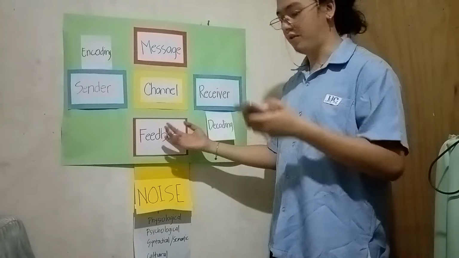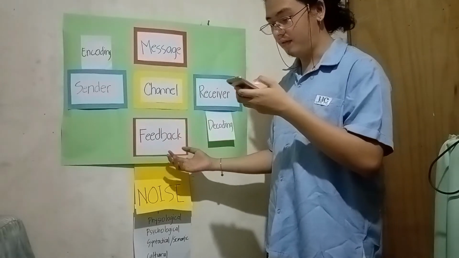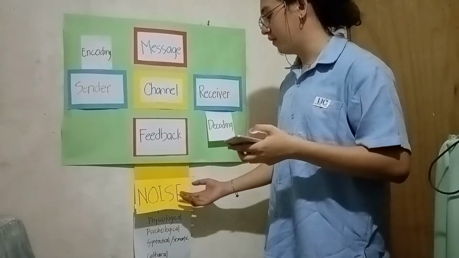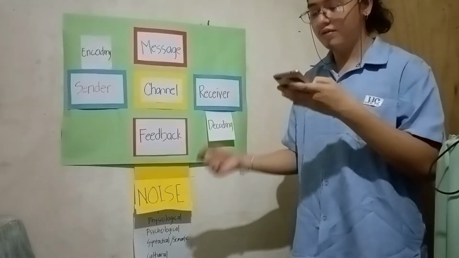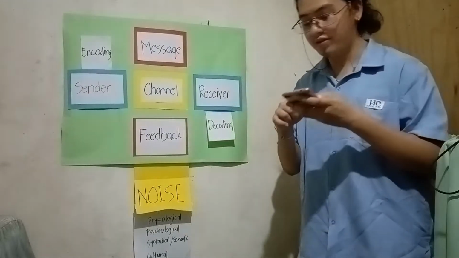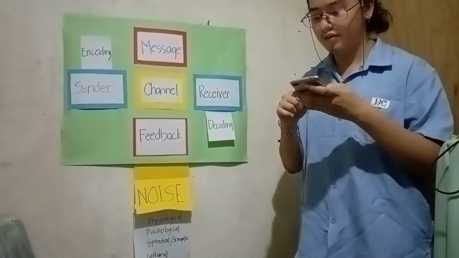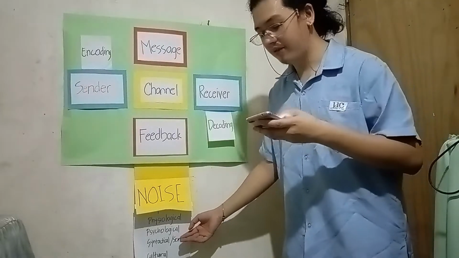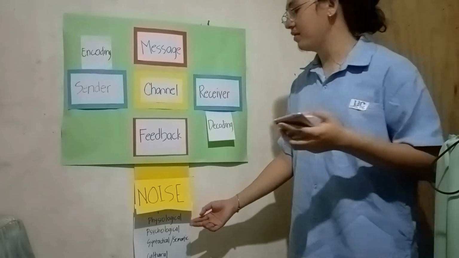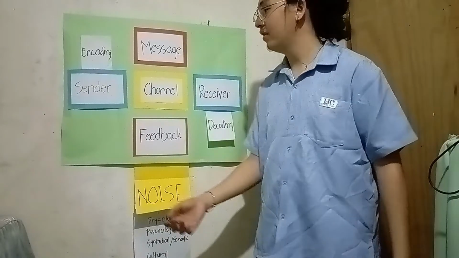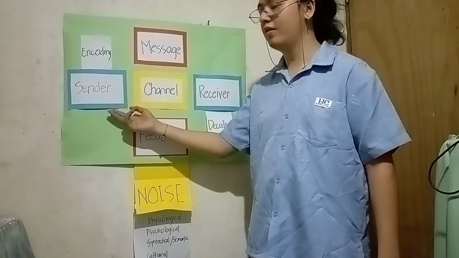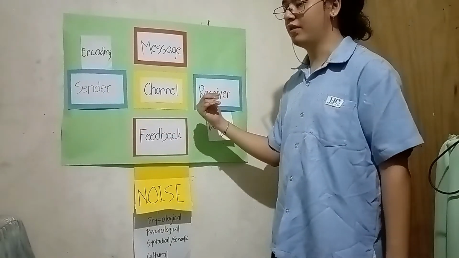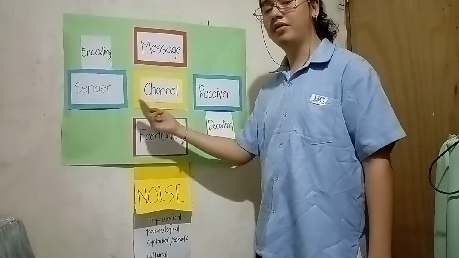The semantic noise means, for example, jargons, mispronunciation, grammatical errors, and wrong sentences. So meaning to say, if the sender uses a different jargon that the receiver does not understand, they will not communicate properly.